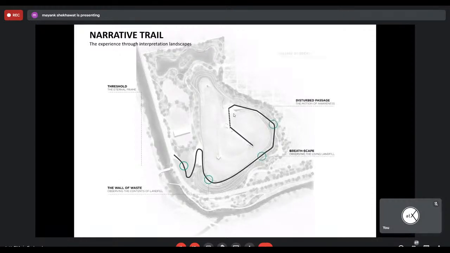So if you see on this plan, this was pretty much all the architecture that we were doing, very simple. We didn't want to intervene too much on a contaminated site. So what we felt was that everywhere else, it's just going to be more experiential, and this is going to be more educational. And it's going to have just these 6 spots that you can go through. I'm going to discuss these again in some time when we get to them.